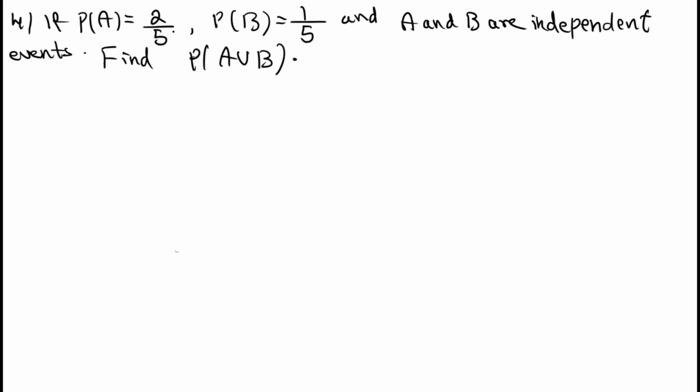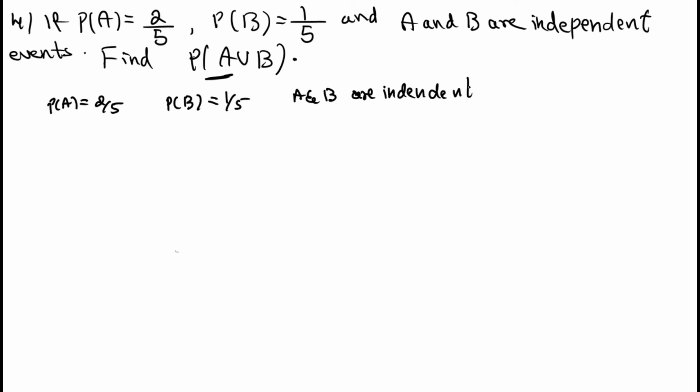If probability of A is equal to 2 by 5, probability of B is equal to 1 by 5, and A and B are independent events, you need to calculate probability of A union B. Okay, write the given data. Probability of A is equal to 2 by 5, probability of B is equal to 1 by 5. A and B are independent. You need to calculate probability of A union B, that is equal to question mark.